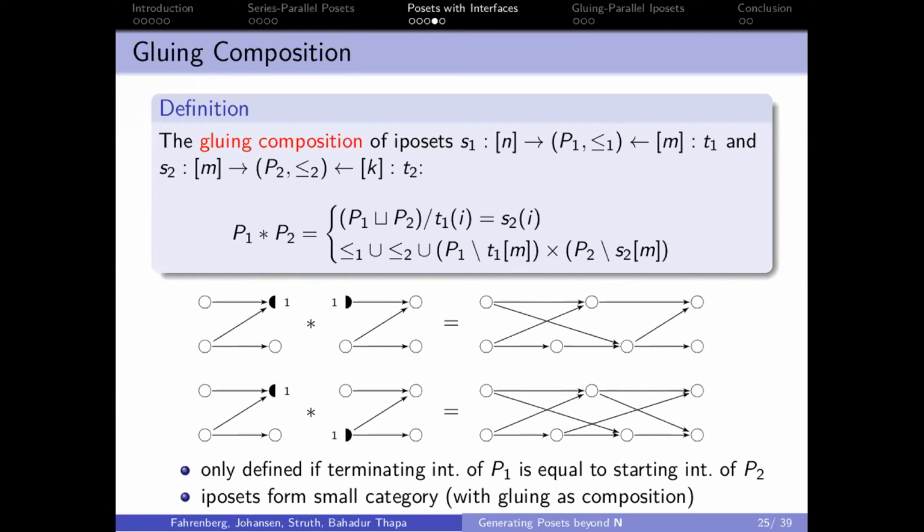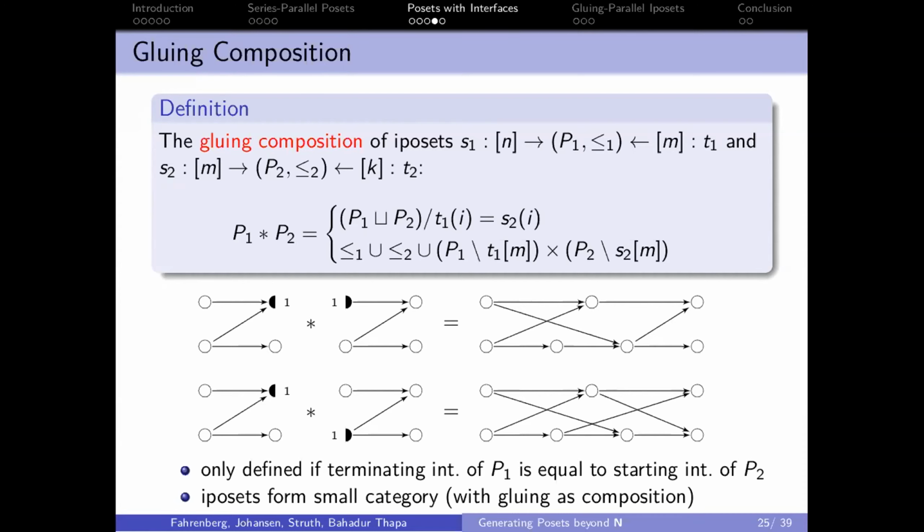So note that gluing composition is only defined if the terminating interface of P1 is equal to the starting interface of P2, which means that you can easily see that iposets now form a small category, with natural numbers as objects and gluing as composition.